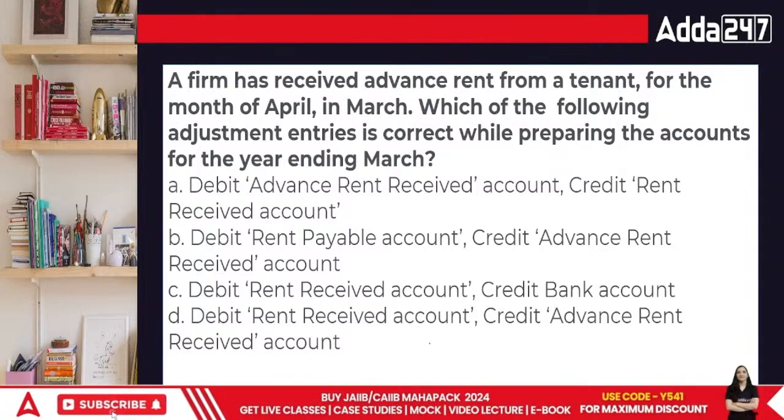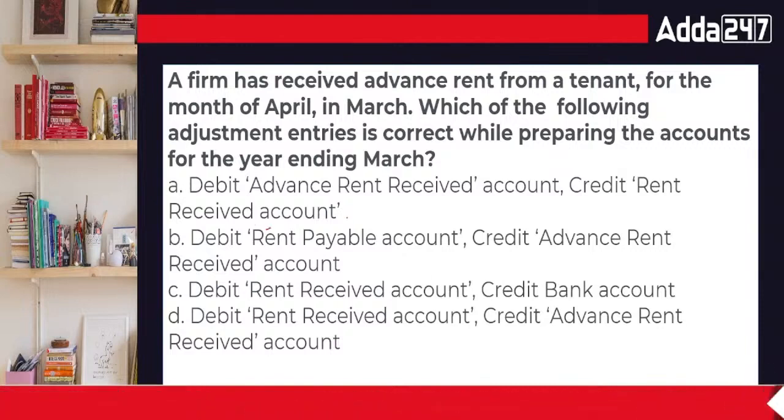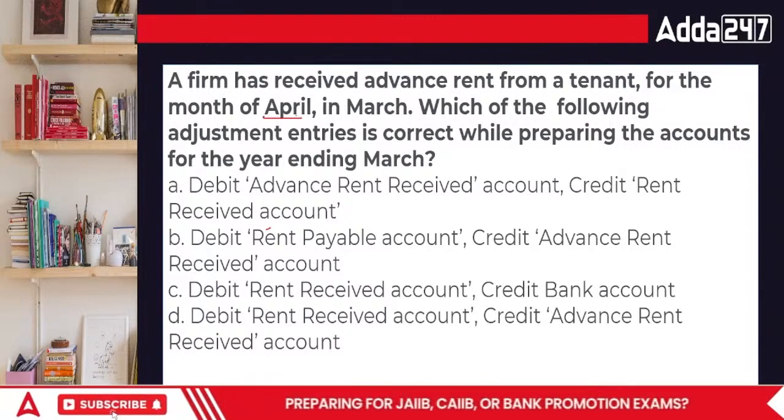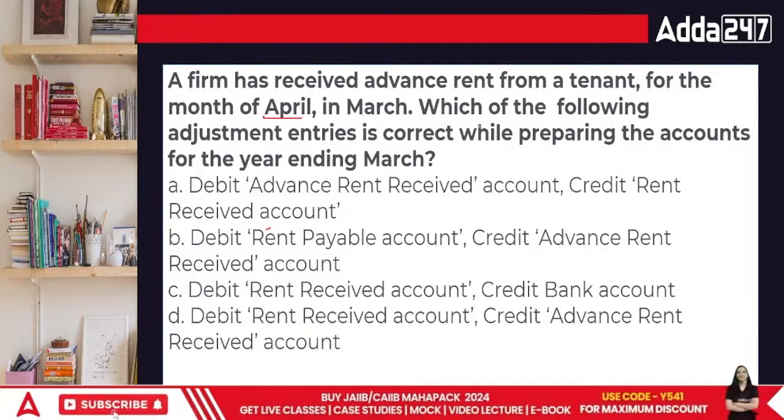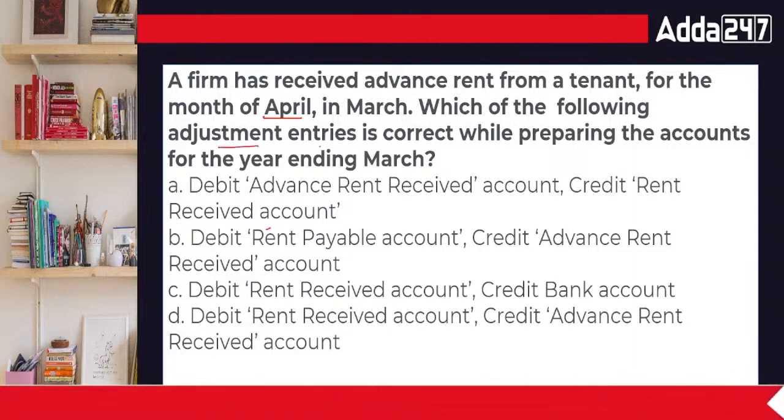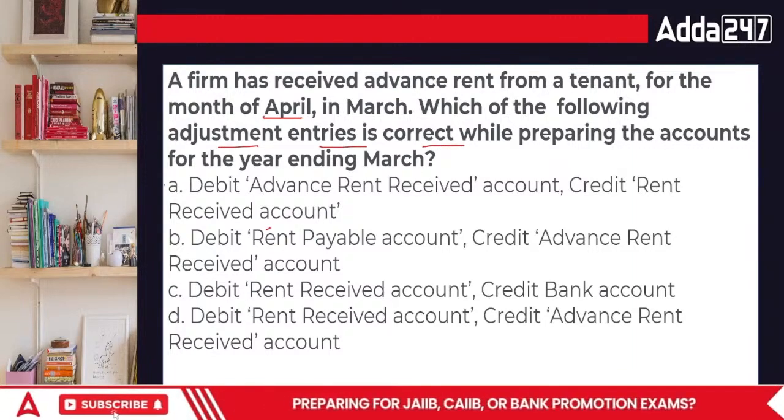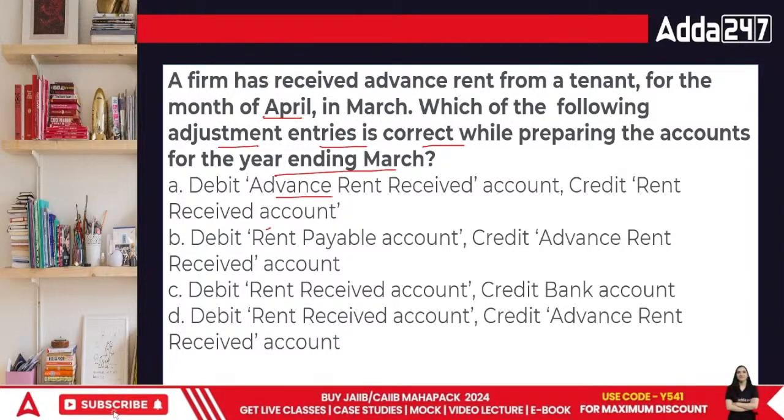Done, everyone. A firm has received advance rent from the tenant for the month of April in March. Now the money of the current year was last received in last year. Sorted. Which of the following adjustment entries is correct while preparing the accounts for the year ended 31st March? Debit advance rent received and credit rent received account.